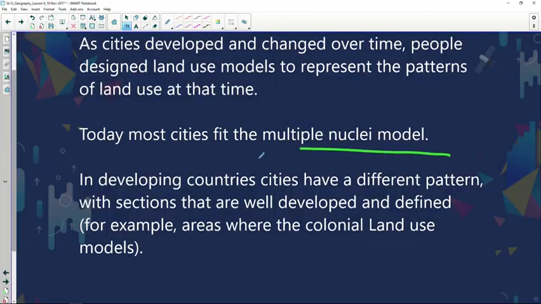Now, most of our cities today are multiple nuclear models. What it basically means is we don't only have one CBD, but we have outlying business districts as well. Johannesburg, once again, is a great example. You've got Johannesburg CBD, and then you have Sandton. Durban is a very good example as well. You've got your Durban CBD, and then if you move further away, you go to Umhlanga. That's an outlying business district.